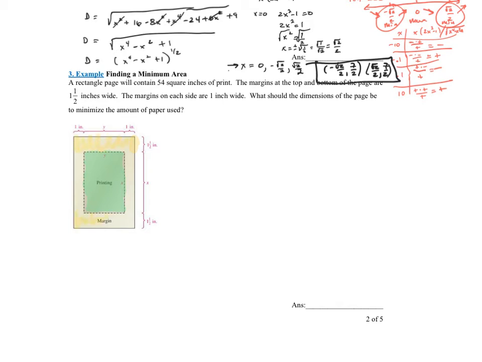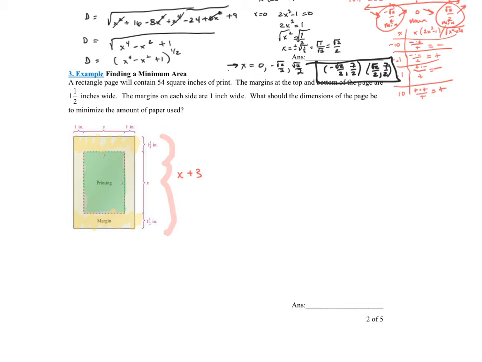Each one of those has to be 1.5 inches. So if we're considering this picture right here, the total length of this page, or height of this page, whatever you want to call it, would have to be x plus 1.5 plus 1.5. In other words, x plus 3 inches. 1.5 plus 1.5 is 3.